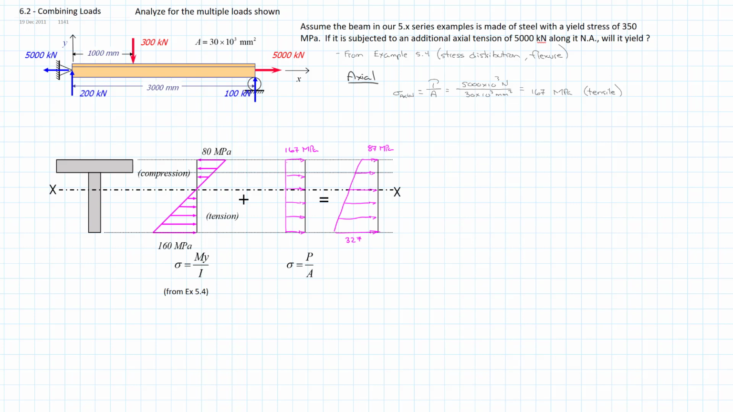And so to answer the question, it said, would it yield? So let's check for yield. And to do that, what we want to do is look at where it's a maximum, and it is a maximum at the bottom of 327 megapascals. So we say 327 megapascals is less than the 350 megapascal capacity indicated in the problem, therefore no yield.